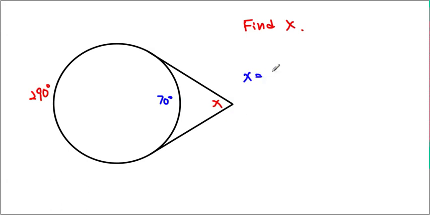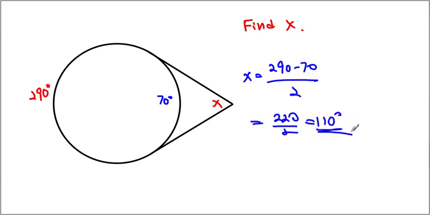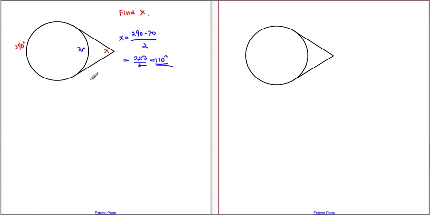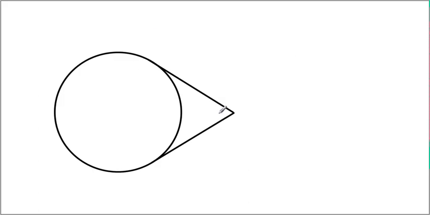Then x once again will be equal to (290 minus 70) over 2, which will be equal to 220 over 2, which is equal to 110. Alright, that becomes our answer for the value of x. Alright, how about the next one? Let me make it a little bit different from the previous one here. What if I were to say, instead of having x over here, x is equal to right over here? And I'll say this measure of the arc was 70 degrees.